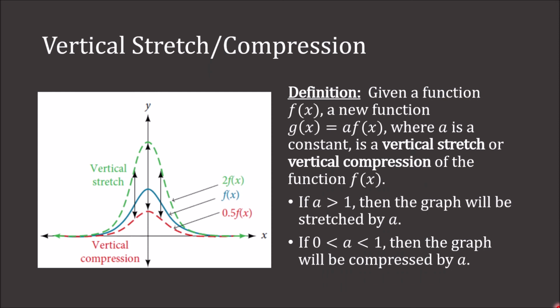Finally, the last type of transformation is a stretch or compression. So if we're given a function f of x, a new function g of x equals a times f of x, where a is some constant, is a vertical stretch or a vertical compression of the function f of x. If a is greater than 1, then the graph will be stretched by a factor of a. If a is between 0 and 1, then the graph will be compressed by a factor of a.